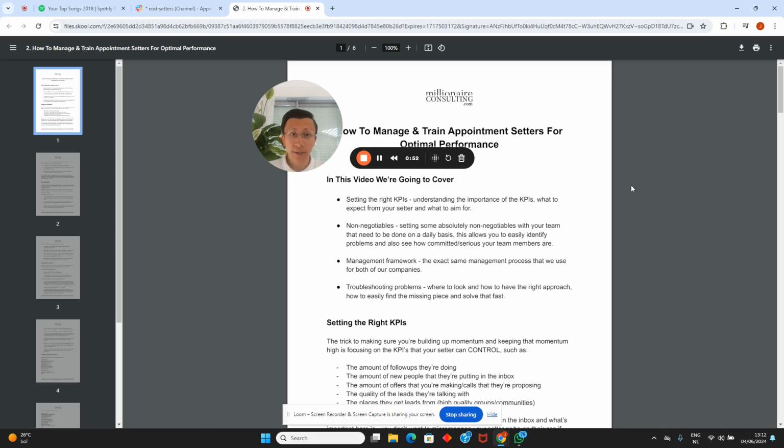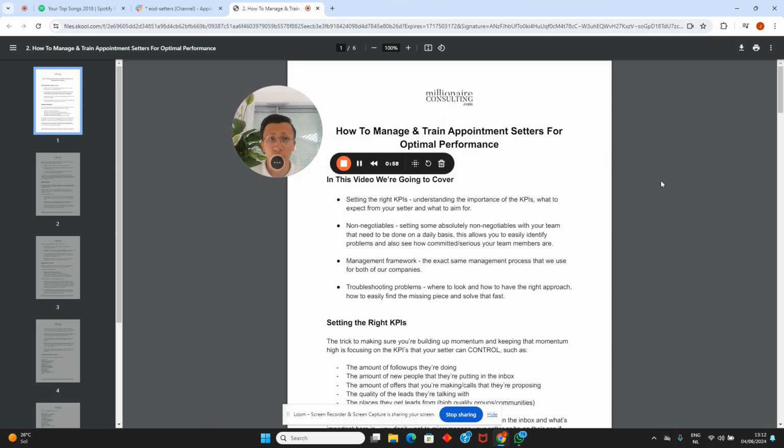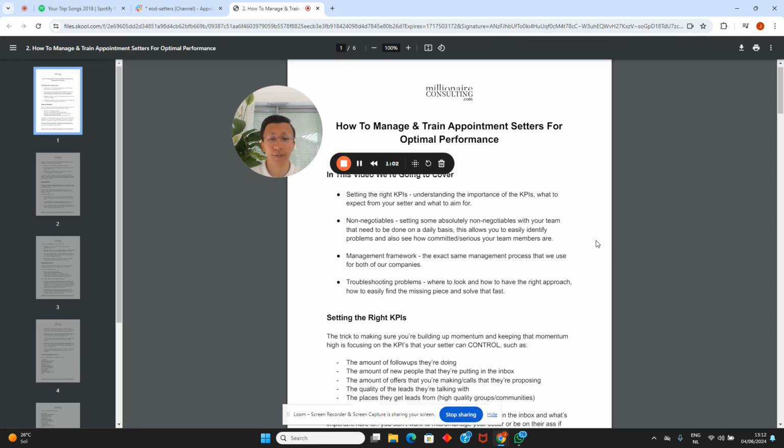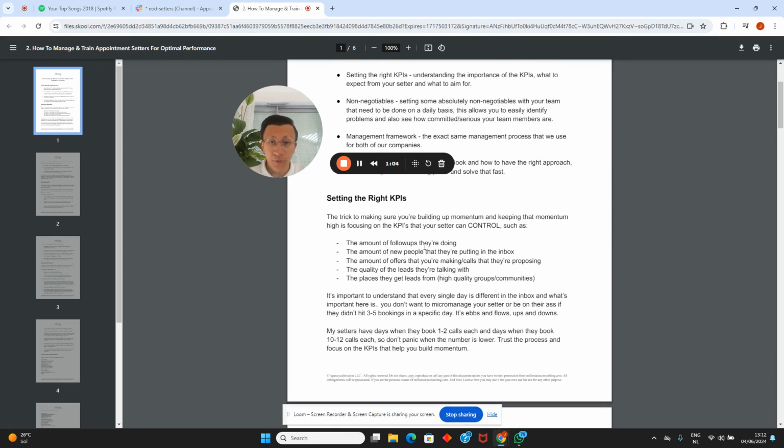So we're first going to be kicking it off with the right KPIs, because that's where I see the most quote unquote mistakes get made within the appointment setting area. So first things first, the trick to making sure you're building up momentum and keeping that momentum high is focusing on the KPIs that your setter can control, such as these examples right here.